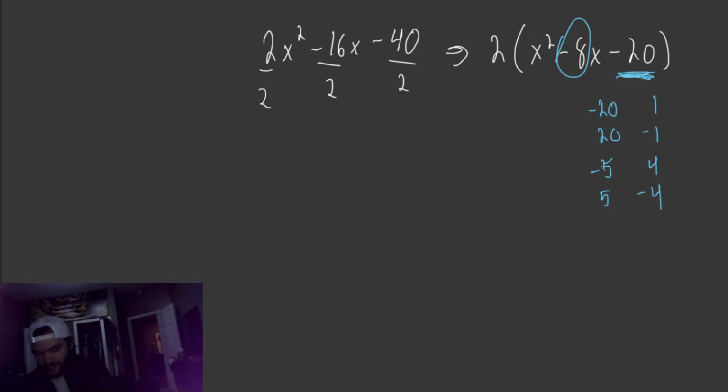Okay, so that's not it. Negative 5 plus 4 is negative 1. 5 plus negative 4 is just 1, so that's not good. But then you start looking at 10 and negative 2, negative 10 and 2. So again, these don't work. These add up to becoming negative 19, not negative 8.